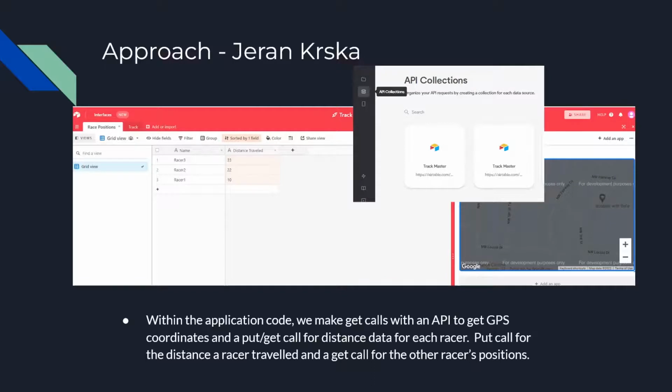So if you see here in our application, the only thing we're sending with an API put call to the Airtable app is just the distance each racer has traveled, and only the application in use will transmit its distance, and then it will use a get call to get everybody else's distance. And then all of that is handled in the app on the front end.